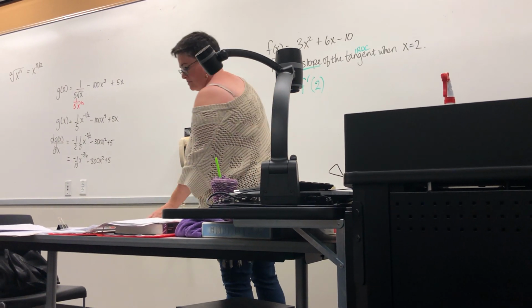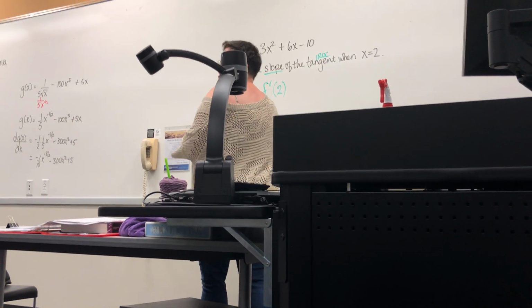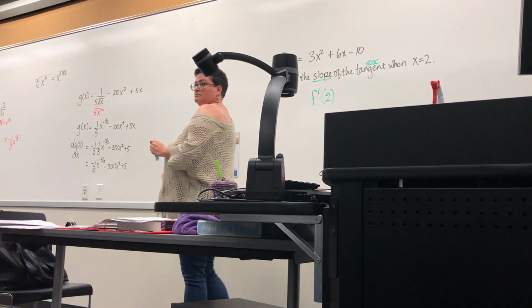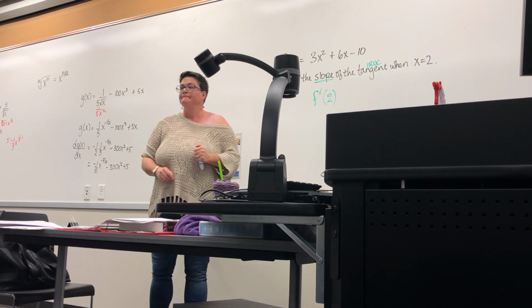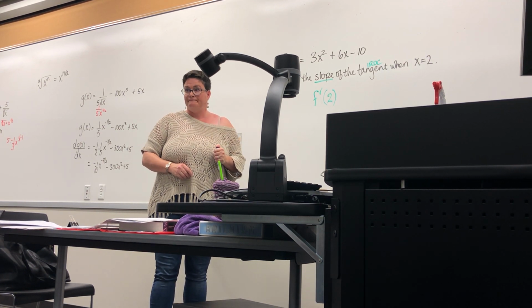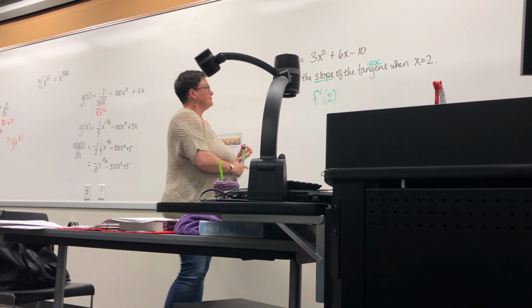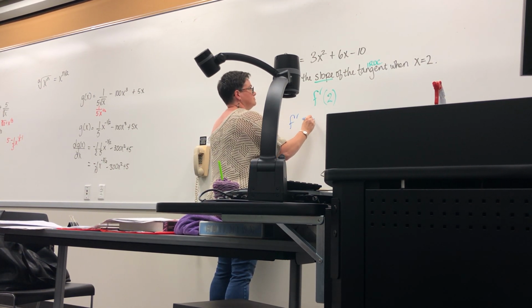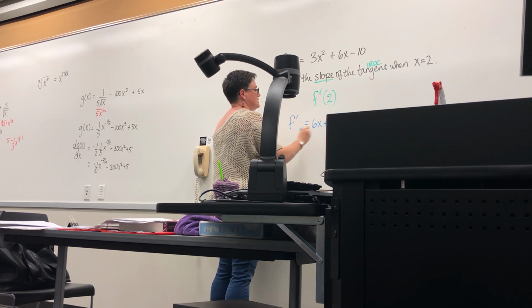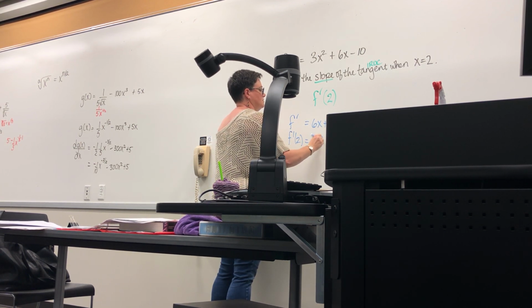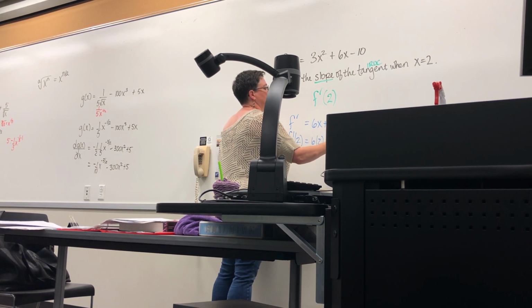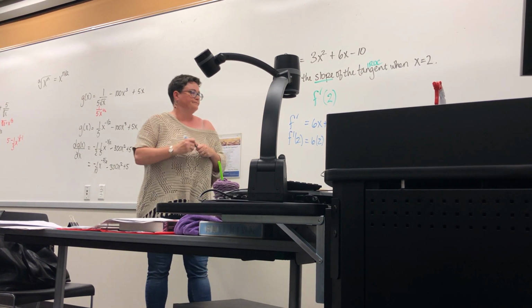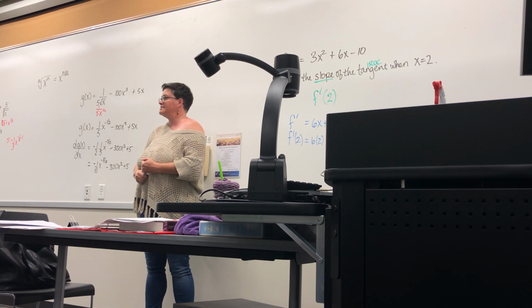Not that bad. What's my derivative? Find the derivative first, then plug 2 into the derivative. And whatever you get out is the slope. So what is f prime, guys? 6x plus 6. Now plug a 2 in and see what happens. 18. And that's that.